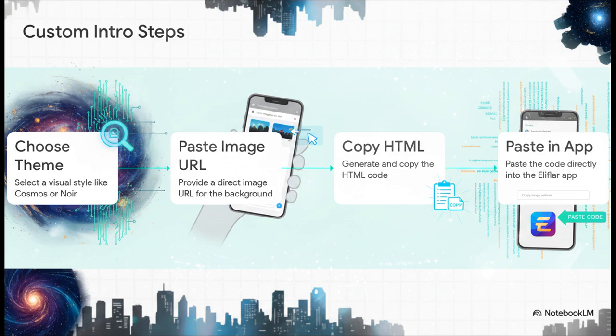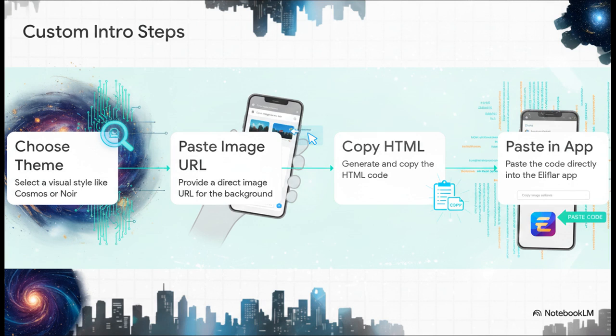And let's start with the Web Intro Center, because every great explainer needs a solid hook, right? If you've never built broadcast graphics before, don't even worry about it. There's a super simple 4-step flow that generates a custom intro without touching any complex software. Step 1, you just choose a visual theme, like Cosmos, Matrix, or Noir. Step 2, you paste a direct image URL for your background. Step 3, hit generate and copy the HTML code. And Step 4, you paste that code right into the Eliflar app on your phone.